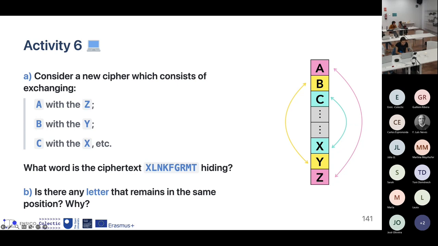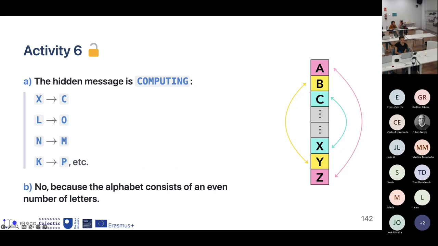So we have this X, L, N, and so on. And if we switch the letters, we will get C, O, M, P, U, T, I, N, G. So the hidden message is computing. And the answer to the second question is no, because the alphabet has an even number of letters. And if we have an even number of things, there is no middle thing. So, you know, we have five fingers and we have a middle finger because five is an odd number. But if I had four fingers only, there would be no middle finger. So there is no middle letter, and consequently, no letter stays the same.